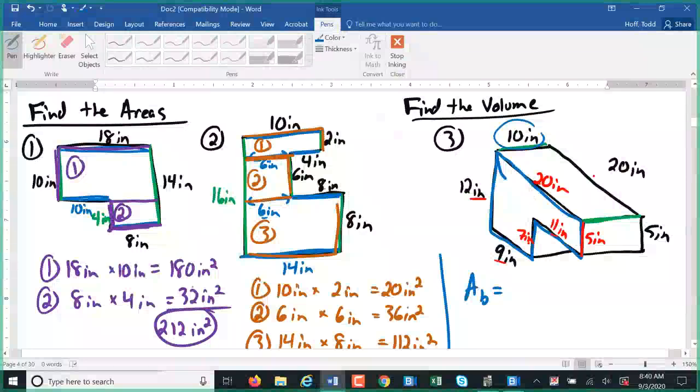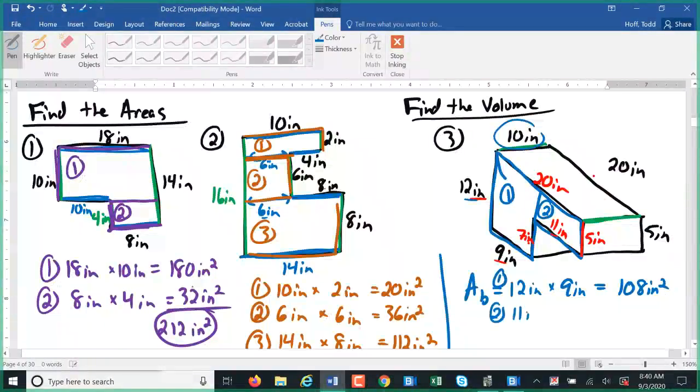Now I'll go ahead and I'll cut this. This rectangle here is 12 by 9, giving us 108 inches squared. The second one here is 11 by 5, giving us 55 inches squared.